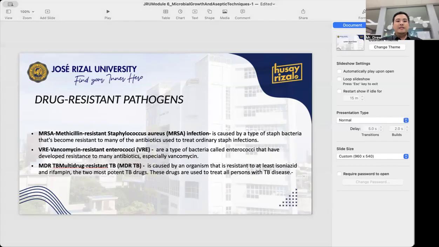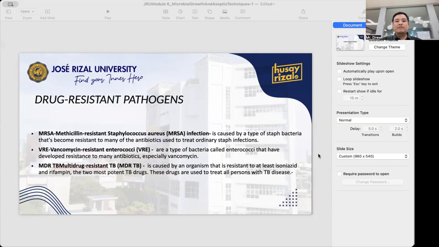Next will be the drug-resistant pathogens. So some bacteria evolve resistance to antibiotics, making infections harder to treat. So MRSA, methicillin-resistant Staphylococcus aureus, common in hospitals. VRE, vancomycin-resistant enterococci, often infects wounds and urinary tracts. MDR-TB, multi-drug resistant tuberculosis, resists first-line TB treatments.